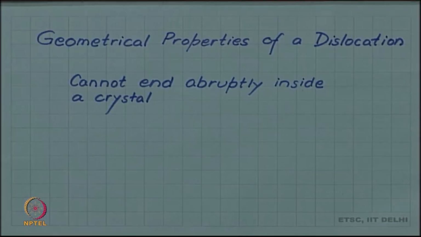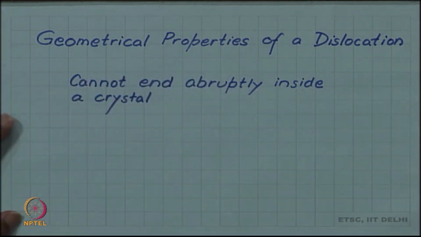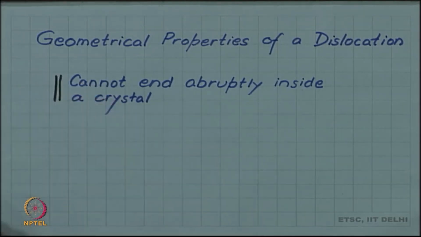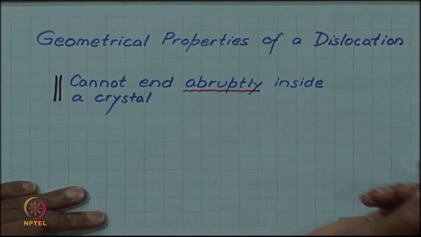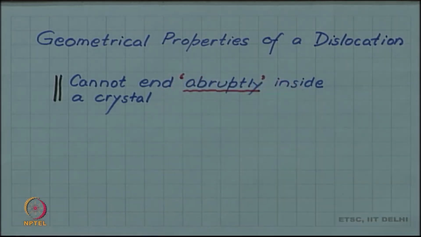We have discussed some geometrical property like the Burgess vector of a dislocation line in the last video. We will continue with other geometrical properties of a dislocation line, and one of the important ones is that a dislocation cannot end abruptly inside a crystal. This is a very important property, and we will spend some time on this, and we will explain as we go along. It will become clear what exactly is meant by this phrase abruptly.